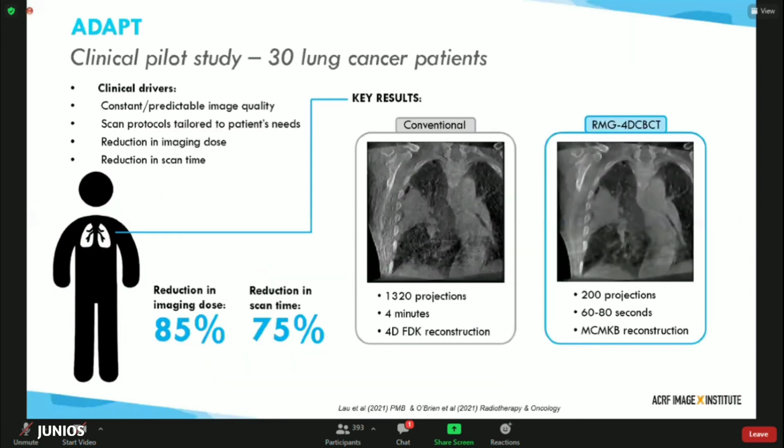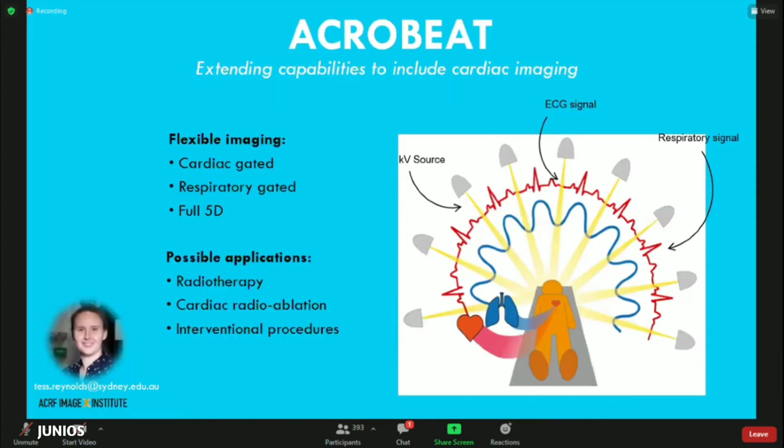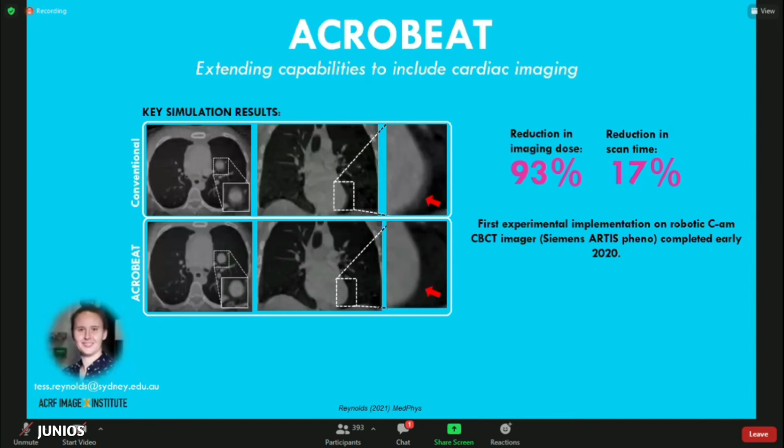Tess has expanded this work to cardiorespiratory adaptive imaging by adjusting image acquisition in accordance to both the cardiac signal derived from an ECG and the respiratory signal of the patient. To date, a simulation study has been performed. This saw a significant reduction in cardiac and respiratory motion artifacts in the tumour and heart, as well as a reduction in scan time and imaging dose. Tess is in the process of implementing this on a linac and a robotic C-arm.